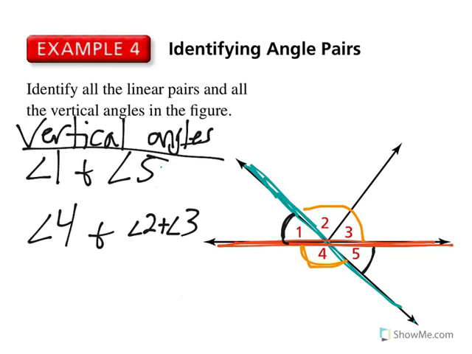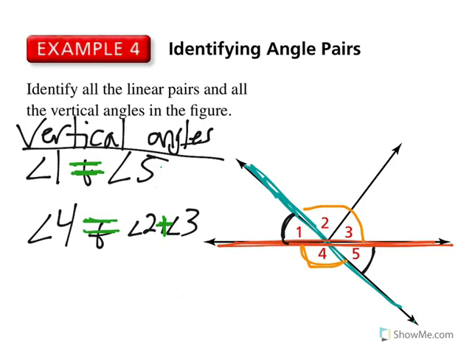The reason I do go ahead and point this out is vertical angles are congruent. So in this case, I would have angle 1 is equal to angle 5. And then I would have angle 4 is equal to angle 2 plus angle 3. Because if I added angle 2 and 3, they would make that big angle, and it would be equal to whatever the measure would be of 4.